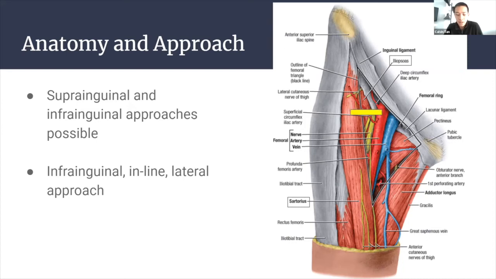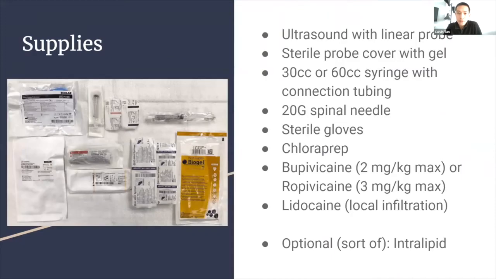So again, you'll be placing your probe here in the middle, or the lateral 1/3, and sliding to the medial 1/3. Your needle is going to be coming in laterally, which is the direction you see the arrow pointing there. And you're going to be bathing both the femoral nerve and the lateral cutaneous nerve of the thigh with the anesthetic of your choice. So the last thing we need to talk about before we actually get into how you perform the procedure is just talking about the supplies.